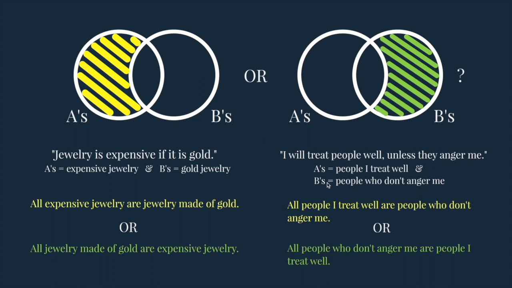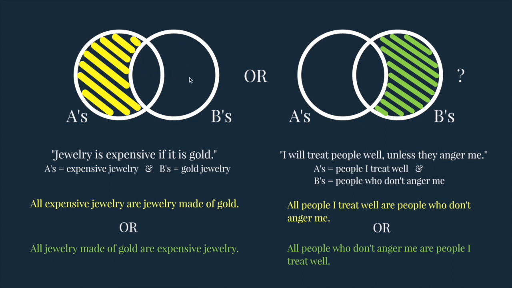Let's see, what do we have? B is the people who don't anger me. I have all these people who don't anger me. Some of them are people that I treat well, and some of them are people that I don't treat well. Some of them are in the A circle. Some of them are outside of the A circle. But that's not what I'm trying to say. I'm trying to say that anybody who doesn't anger me is going to be somebody that I will treat well. And I don't have that here. I have some people who aren't angering me, but I'm not treating them well.